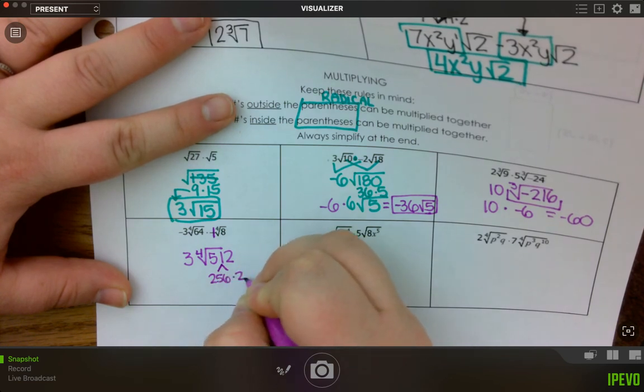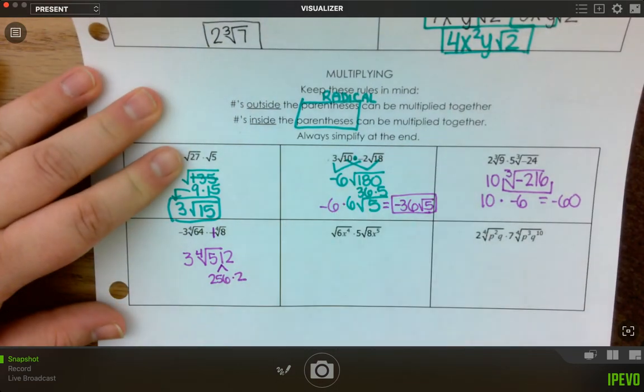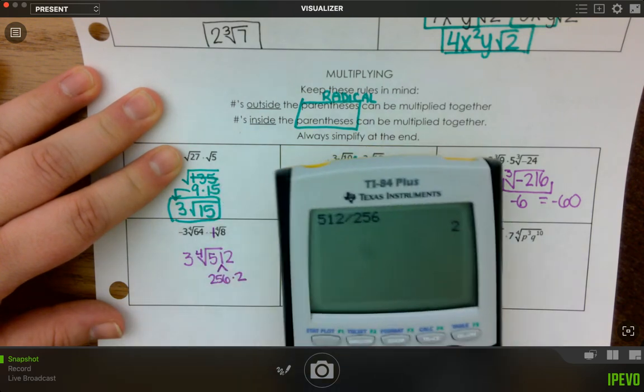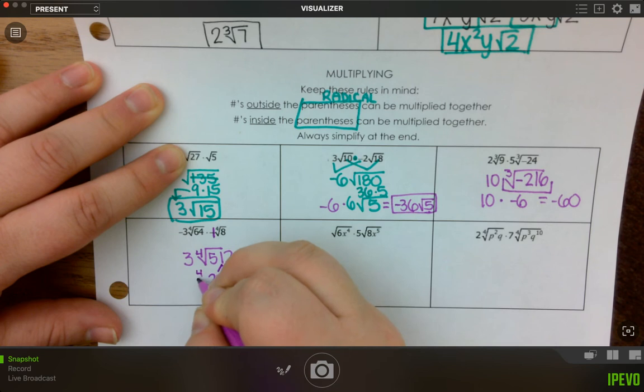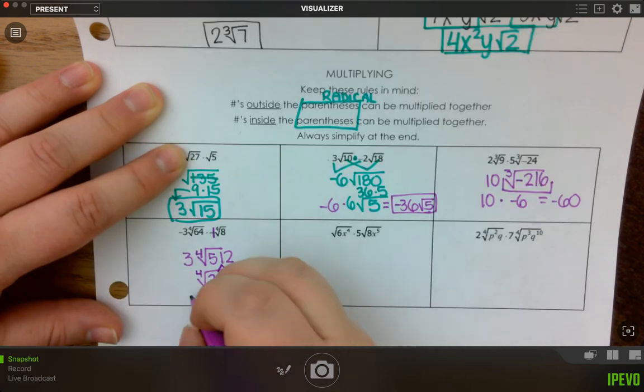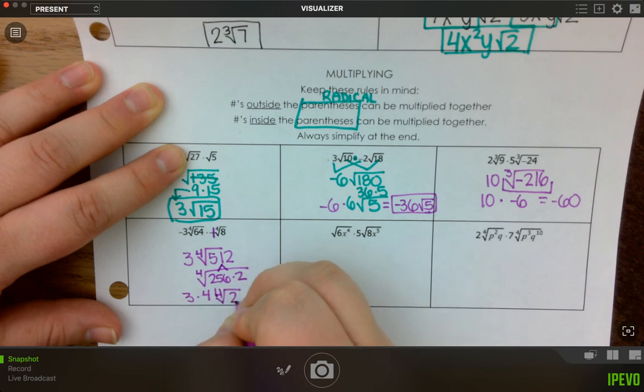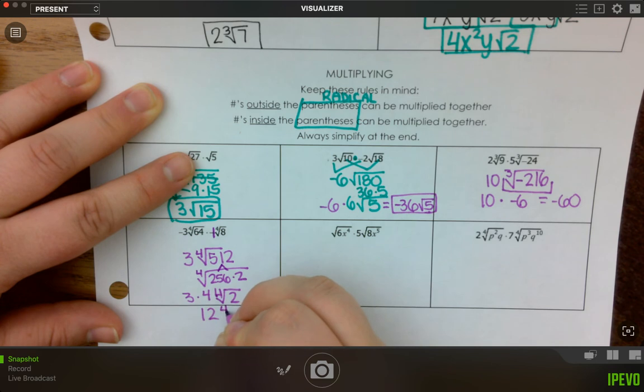And again, I'm going down our list of perfect fourth powers that we had in our notes. That's how I ended up with 256. And then the fourth root of 256 is 4. So I'm going to multiply that by the 3 that was already out there, which makes me 12 fourth roots of 2.